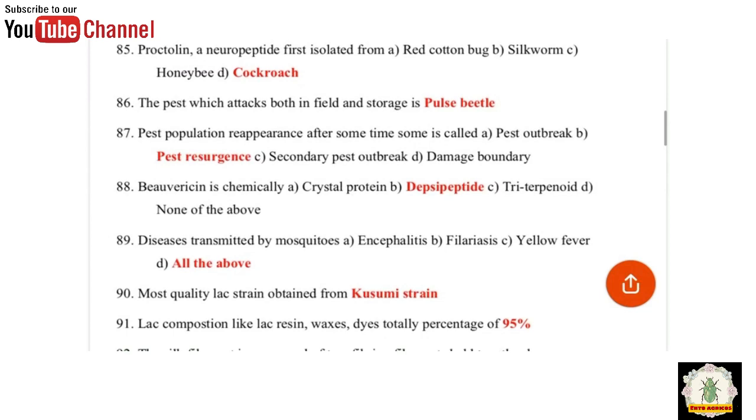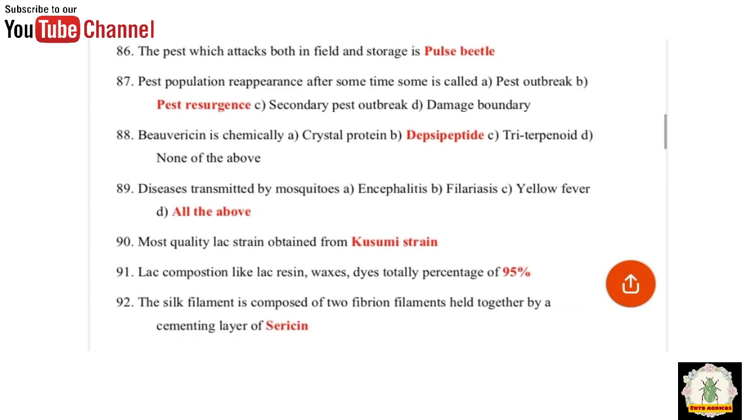Lac composition like lac resins, waxes, dyes, totally percentage of how much? So this is 95%. The silk filament is composed of two fibrillon filaments held together by a cementing layer of. So this silk filament is composed of two fibrillon filaments, and this is held together by sericin.